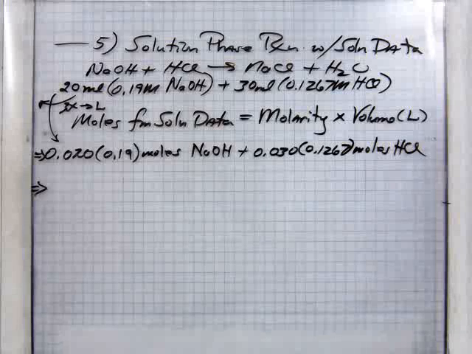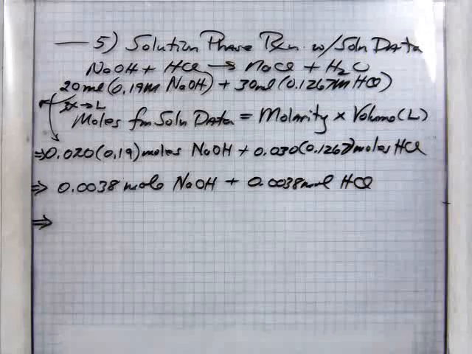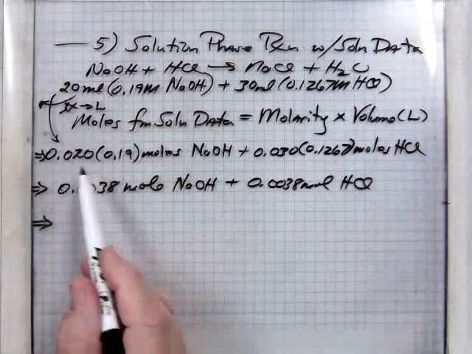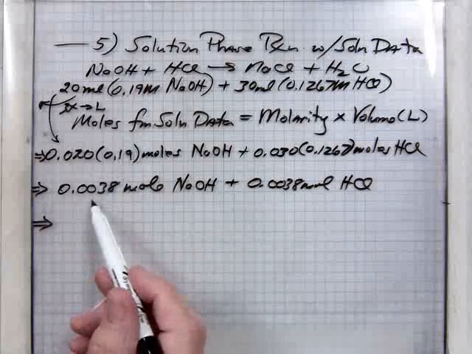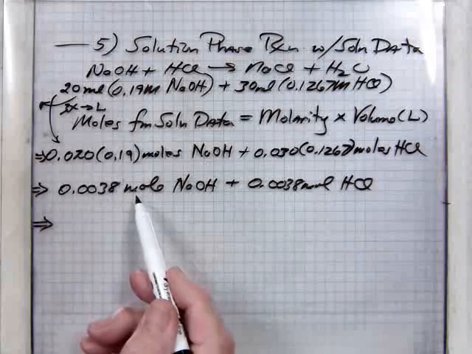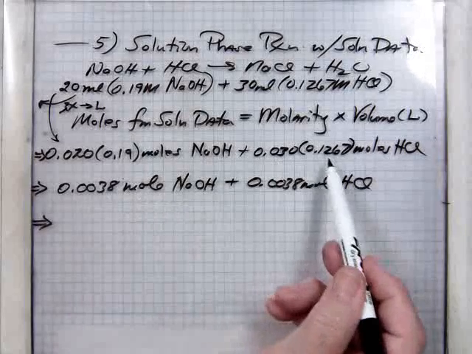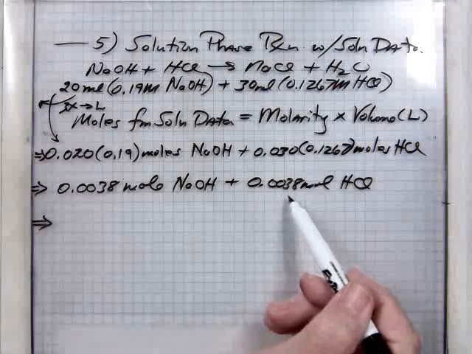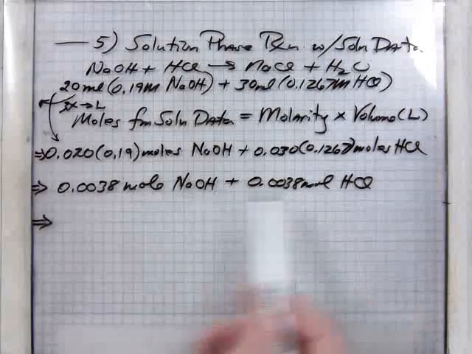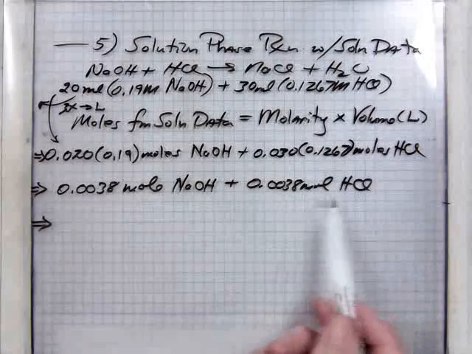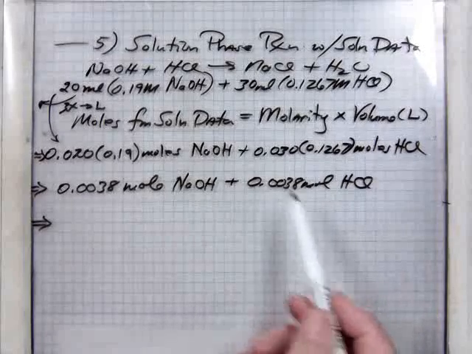So when these are multiplied together, when we multiply these two together, 0.02 times 0.19, I get 0.0038. Well, that's moles of sodium hydroxide in the reaction. And then 0.03 times 0.1267 gives you the same number, 0.0038 moles. So the moles of sodium hydroxide equals the moles of hydrochloric acid. But what does that mean?